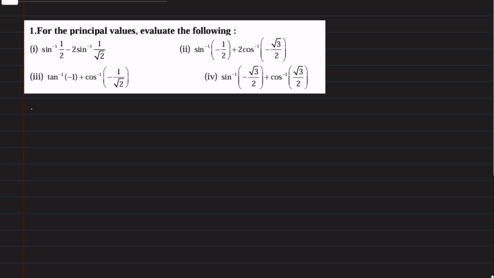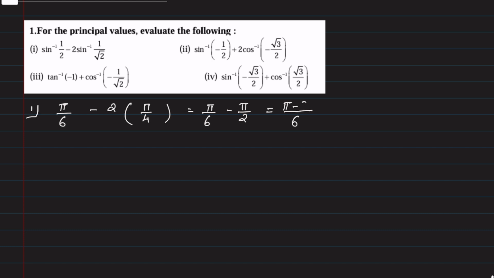First, sine inverse 1 by 2 will be equals to pi by 6, minus 2 sine inverse 1 by root 2, which will be pi by 4. Okay, so this will be equals to pi by 6 minus pi by 2. Taking the LCM, our answer should be pi minus 3 pi, or we can say minus 2 pi by 6, or minus pi by 3.